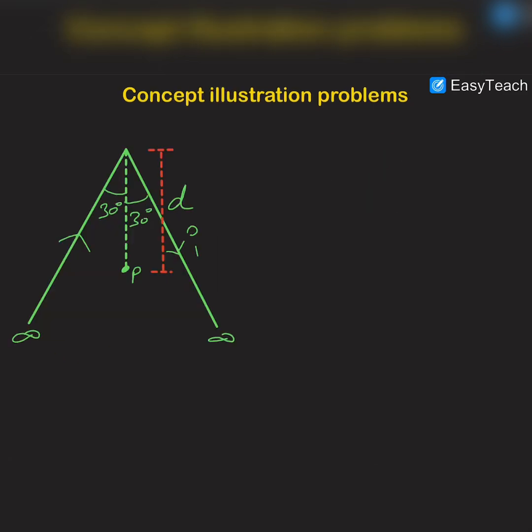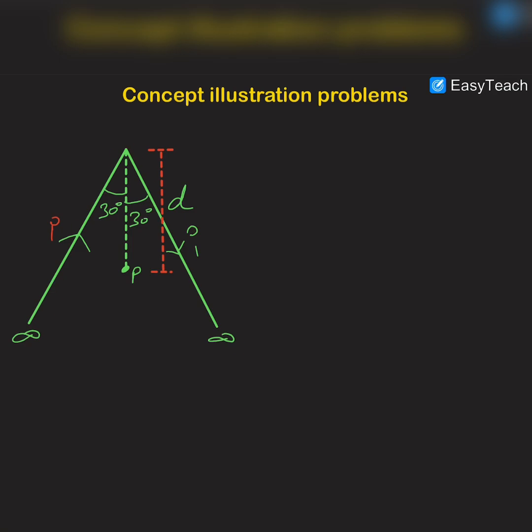In this question, you can see that it is a wire which is infinitely long from one end, and it is making a V shape with another similar wire which is also infinitely long from one end. Now we have to find out the magnetic field at a point P, which is at a distance of D from the apex of these two wires, and these two angles are 30-30. The current is going like that and this is flowing like that.